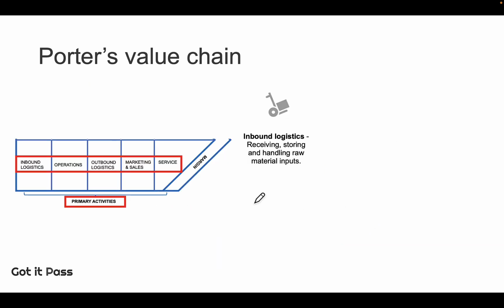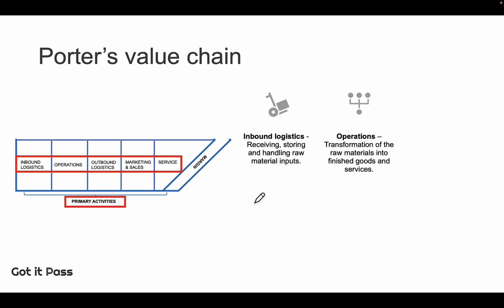For inbound logistics, it's about receiving, storing, and handling raw materials inputs. An example is a just-in-time stock system that could give a cost advantage. In other words, with good inbound logistics, you have a very good inventory system to manage receiving, storing, and handling materials in your warehouse. Then it can help to give you the cost advantage.